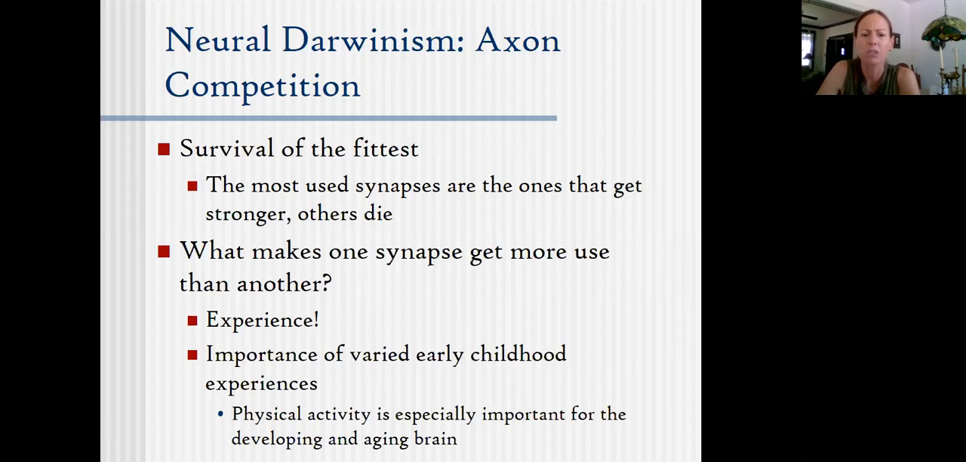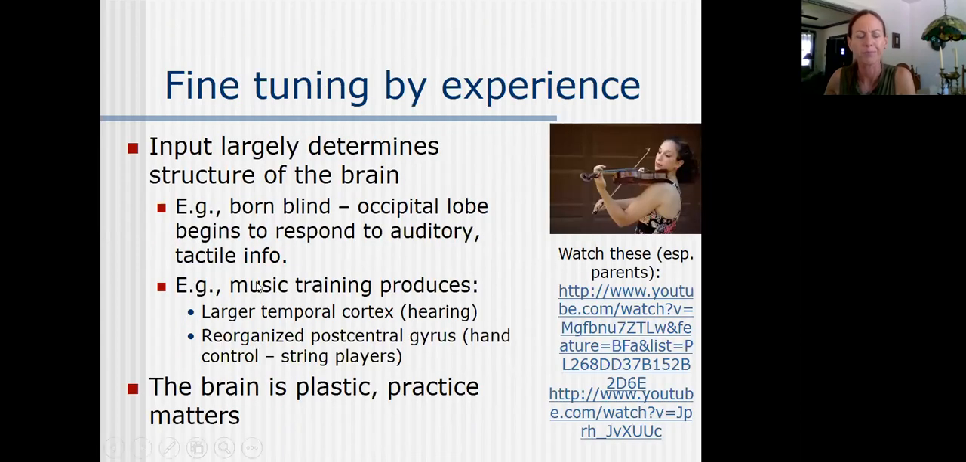Physical activity is extremely important for the developing brain, extremely important. And also the aging brain, where we're again losing neurons. Physical activity seems to sustain those connections very well, because when you're doing physical activity, you're getting a lot of stimulation. So that's extremely important for children, and really a terrible crisis right now, because many children are not getting enough physical activity because of all the screen time.